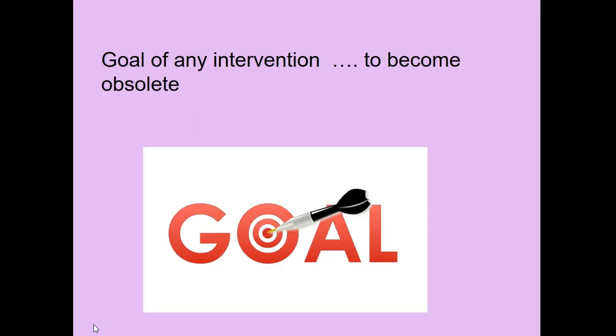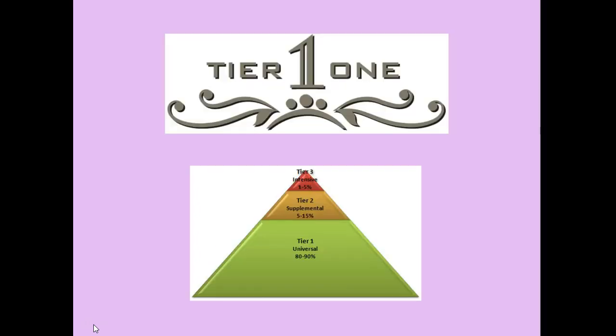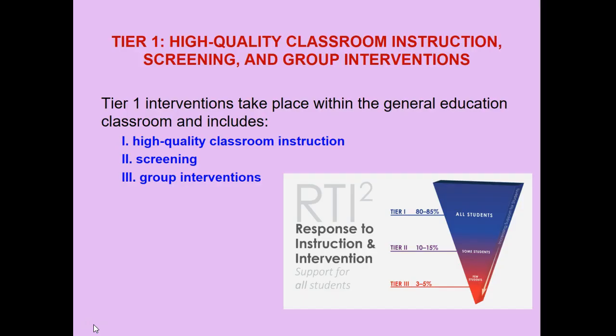Keep in mind, the goal of any intervention is to become obsolete. It's to create effective readers so they can create meaning with print, so you don't need any more intervention. That is the goal. So let us look at the elements in Tier 1. Tier 1 intervention takes place within the general education classroom. It includes 3 elements, and we'll look at each one of those: high-quality classroom instruction, screening, and group interventions.